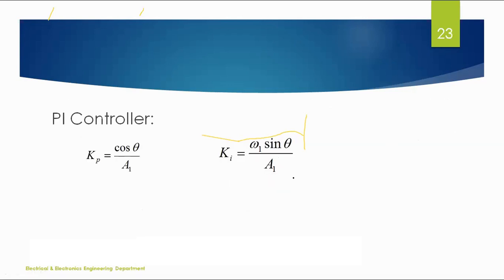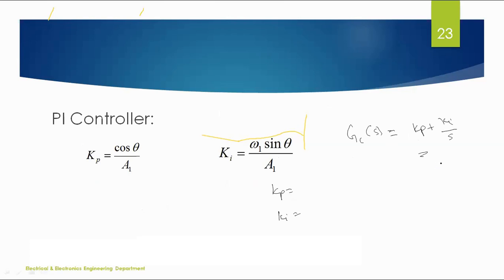So next, the PI controller: omega 1 sin theta by A1, KP equal to cos theta by A1. After we find this KP and KI, we can frame the controller transfer function: KP plus KI by S.